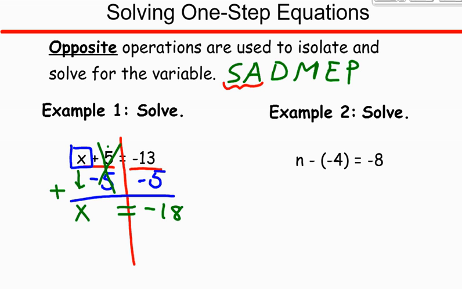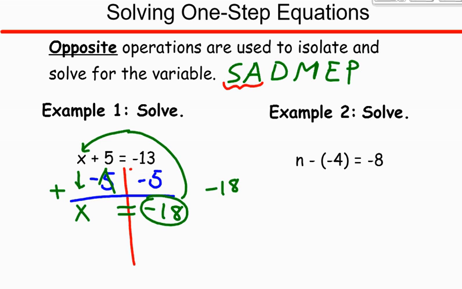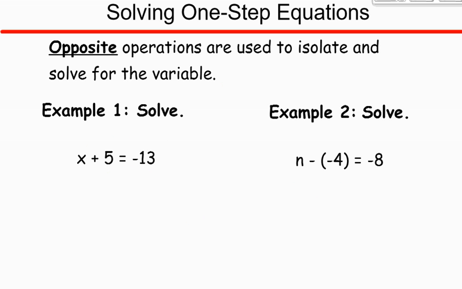Okay, let's go back and see what happens when we plug negative 18 in for x. So let me clear this up a little bit up on the top. If I take this negative 18 and plug it in for x over here, that will give me negative 18 plus 5 equals negative 13. And yes, they are equal. So that is the correct answer. All right, let's try another one. Pause at any time if you need to, if I'm going too fast.